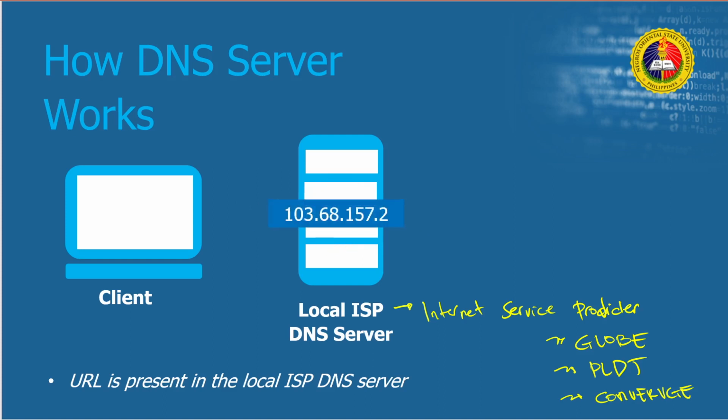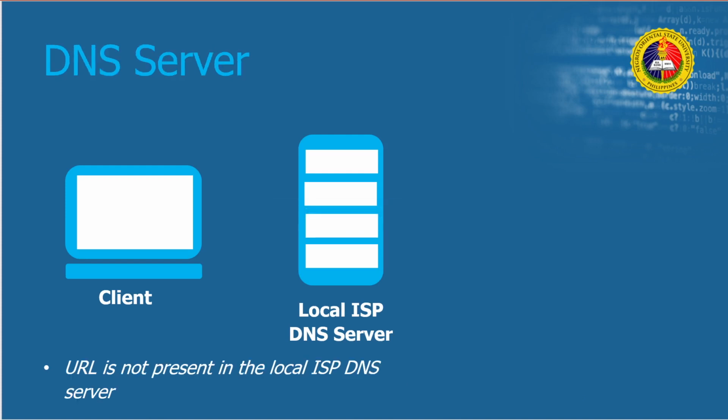Okay? Then proceed with the flow, which is going to the web server, right? Mao na, makareceive din ta. However, the URL is not present in the local ISP DNS server. What if the local ISP doesn't have the IP address of the website you are looking for? For example, you visit a website that only you know about. Wala pa lang nakabalo ana, ikaw pa lang.